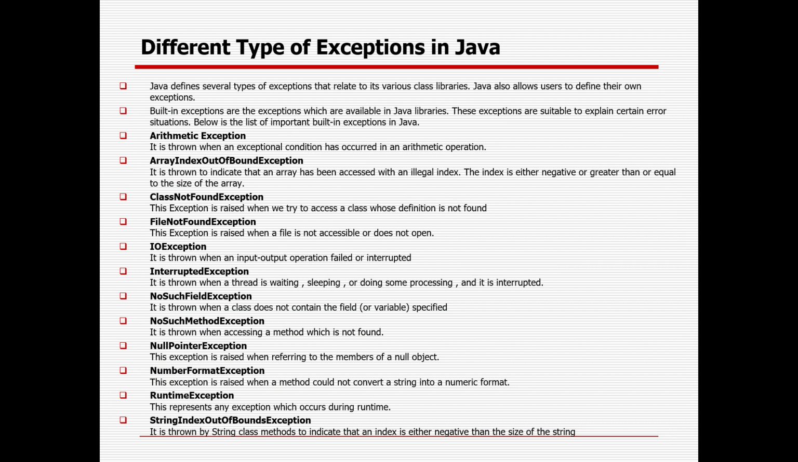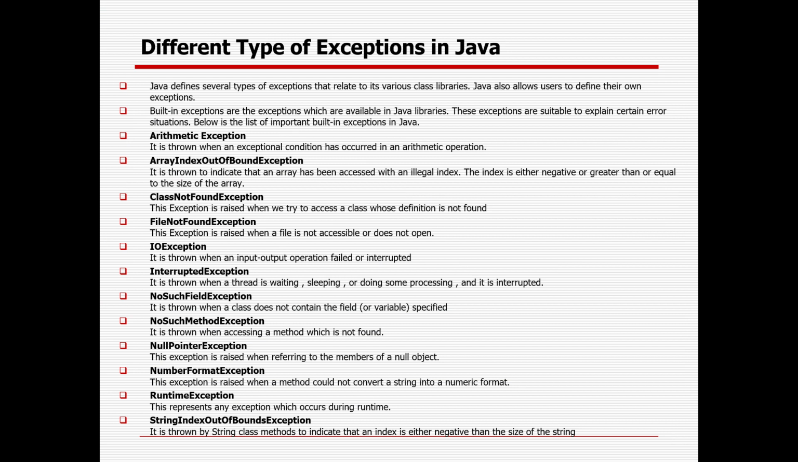Unchecked means only at runtime can you see it, like arithmetic exception, array index out of bound, all this stuff. And error: sometimes you want to save a file which is supposed to be 2 MB, but your hard disk does not have sufficient memory. Some assertion fails, your virtual memory gets exhausted. These are the kinds of problems that are called errors. So these are primarily the three types of exception.